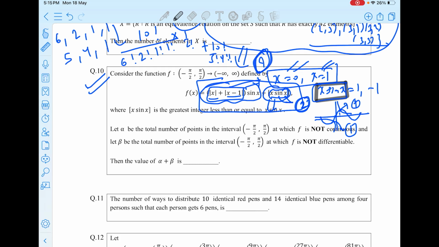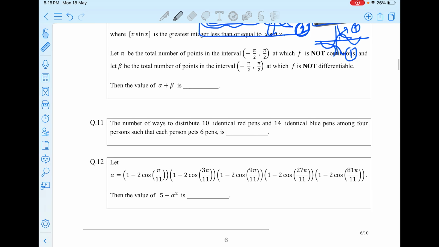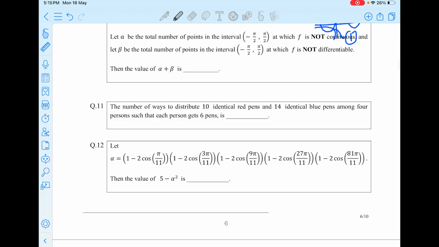Okay, now next is the number of ways to distribute 10 identical red pens and 14 identical blue pens such that each person gets 6 pens, not at least, each person gets 6 pens. See what you have to do. First you distribute the red pens, and according to that you can distribute the blue pens. So how to distribute the red pens?